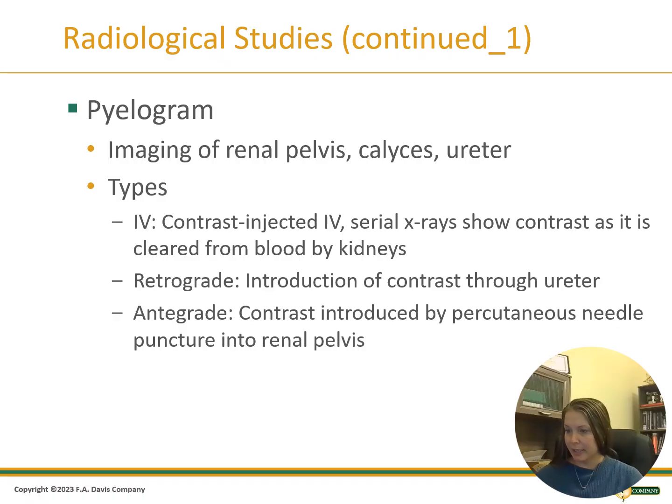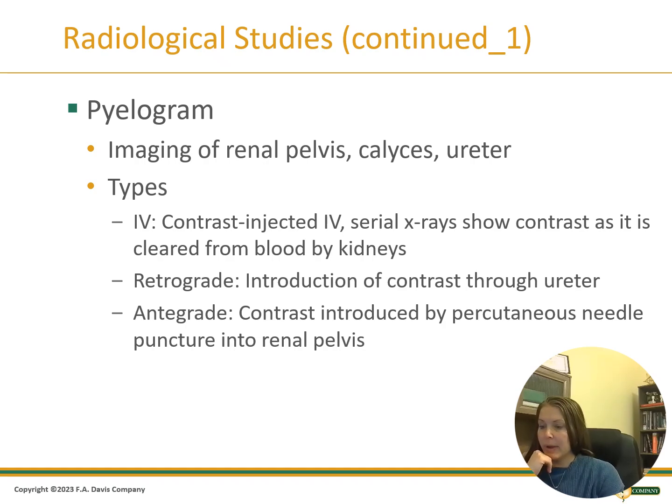So next is going to be our pyelogram. So this is going to be an imaging study of our urinary tract. So renal pelvis, our calyces, the ureter. It's going to help us visualize the drainage structures of the kidney and detecting any blockages, stones, tumors, or abnormalities. So we can have a couple different types. We can have an IV pyelogram where we have contrast dye that's injected intravenously, and then serial x-rays are taken to track how it's filtering and excreting out.